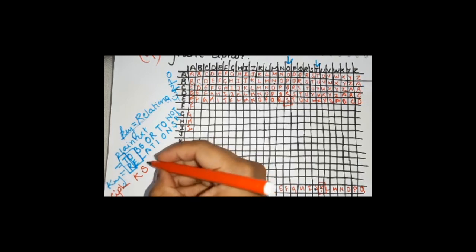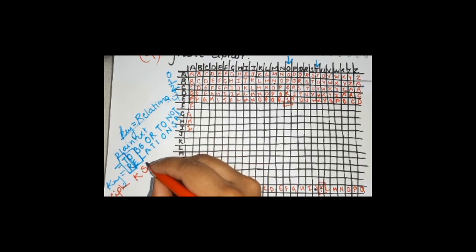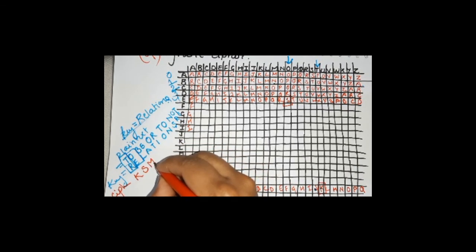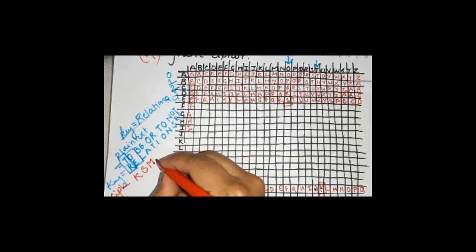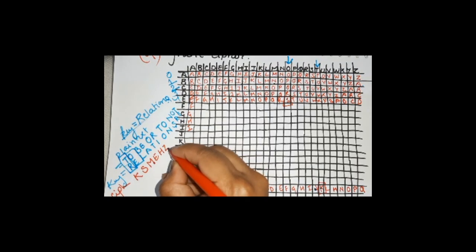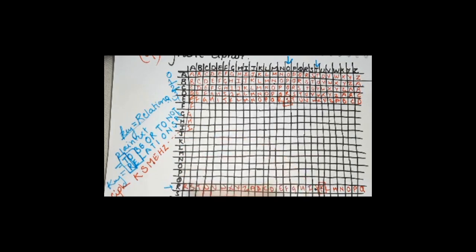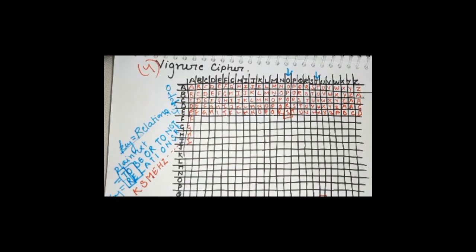And if you want to see others, for B and N it will be M, for E and A it will be E, for O and T it will be H, for R and I it will be Z, and so on. This is how you convert the plain text into ciphertext using the Vigenère cipher technique.